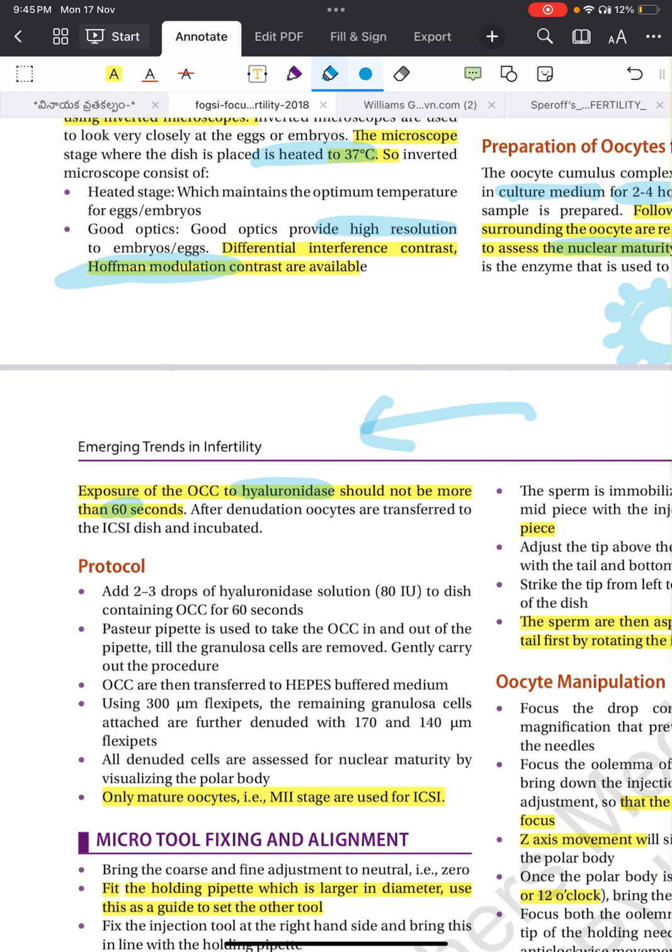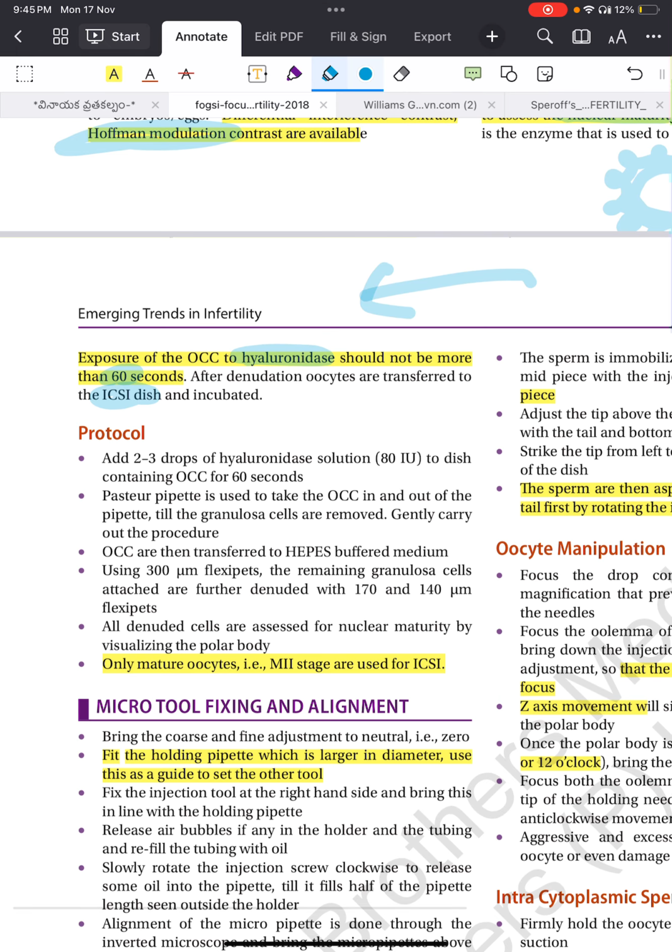After denudation, oocytes are transferred to the ICSI dish. So once we remove all the outer cells, or remove the clothes of that oocyte, we'll keep it in the dish. Now coming to the protocol, how much hyaluronidase solution should you keep? Add 2 to 3 drops, that is 80 international units, of hyaluronidase solution. We'll keep the drops into the dish where the oocyte complex is, and we'll start the timer. 1 minute, that's it, then we'll remove.